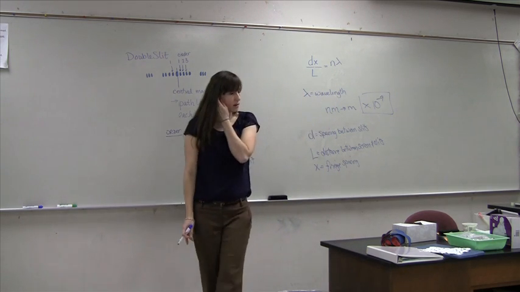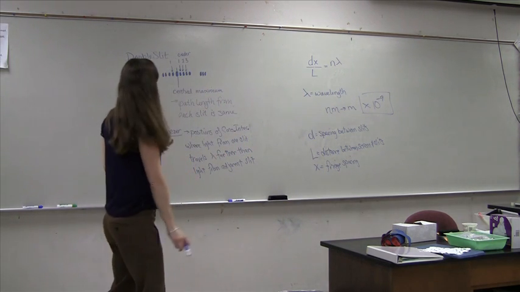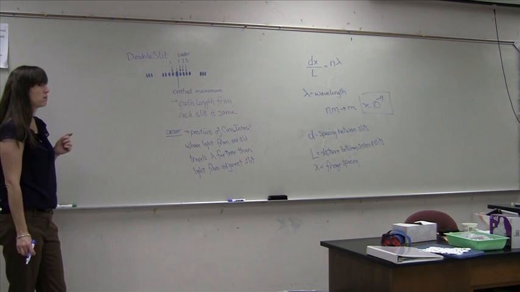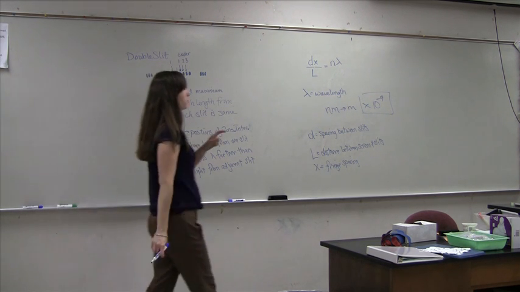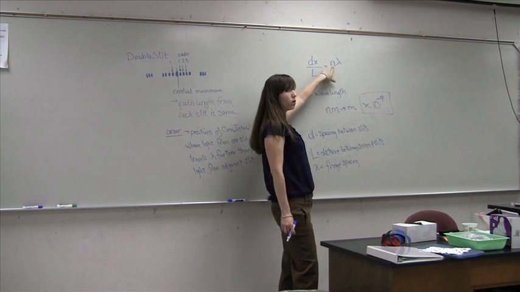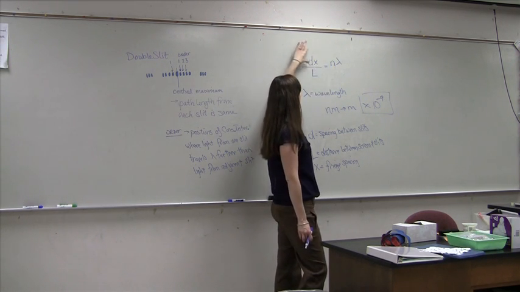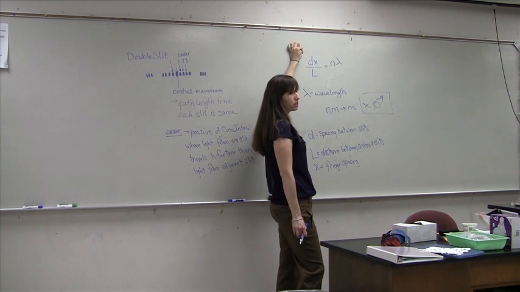That leaves us with N. What the heck is N? It's on the board, guess. Think about it this way. If N is a whole number, if it goes from 1 to 2 to 3 to 4 to 5, what variable over here am I going to change?